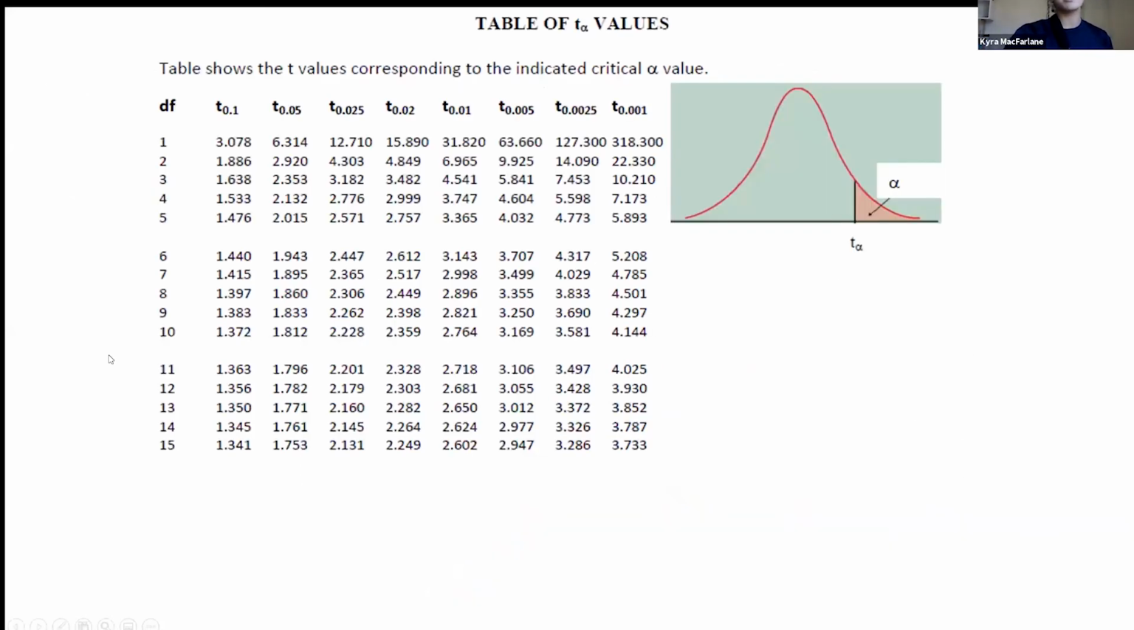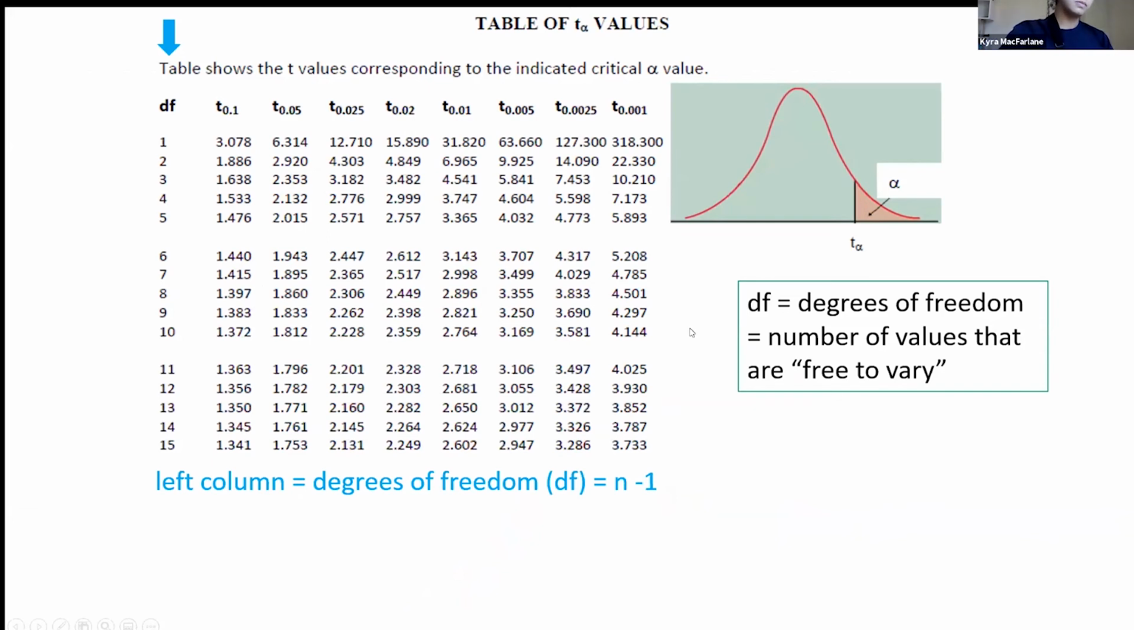So this is what the table of t values looks like. Instead of having just z-scores, we have our degrees of freedom on the left and our critical alpha values on the top. And they're called degrees of freedom because it's the number of values that are free to vary.